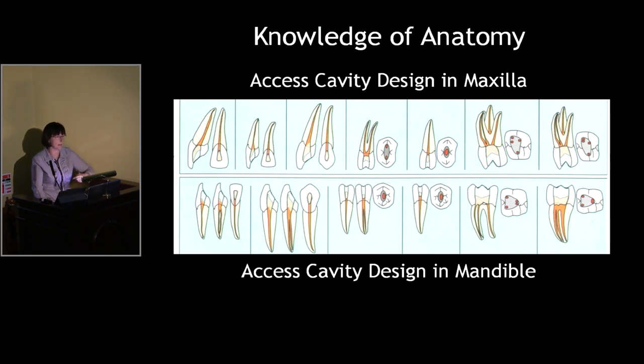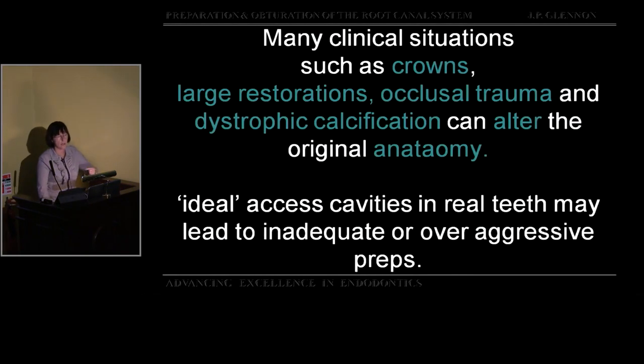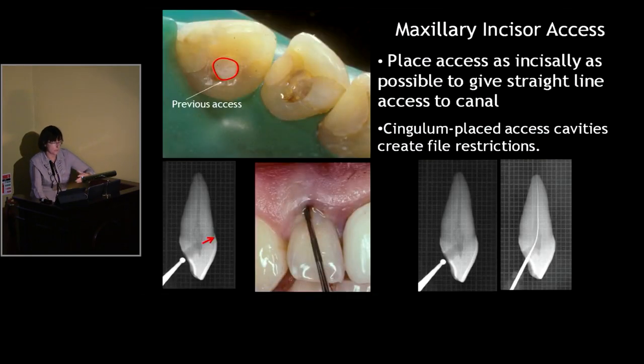They're ideal access cavities. But actually, in real life, many clinical situations, crowns, dystrophic calcification, occlusal trauma, large restorations, will alter the original anatomy, and we very rarely go into a virgin tooth unless it's trauma. In some of these real-life teeth, ideal access cavities may actually under-prepare or over-prepare the teeth, so just be aware.